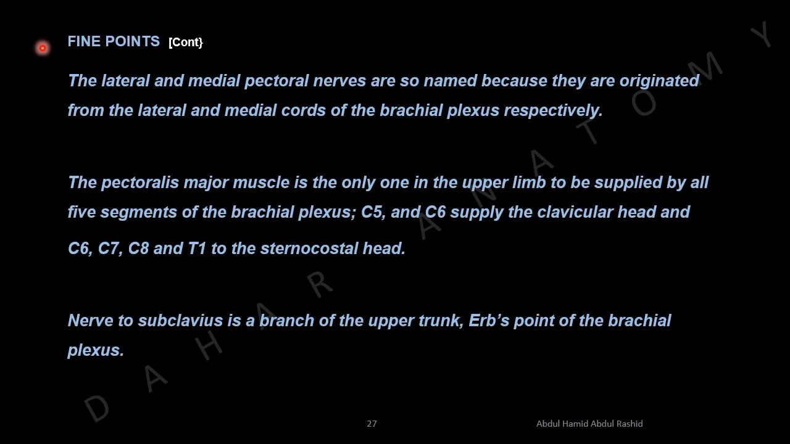Fine points. The lateral and medial pectoral nerves are so named because they originate from the lateral and medial cords of the brachial plexus respectively. The pectoralis major muscle is the only one in the upper limb to be supplied by all 5 segments of the brachial plexus. C5 and C6 supply the clavicular head, and C6, C7, C8 and T1 supply the sternocostal head. The nerve to the subclavius is a branch of the upper trunk, that is from the Erb's point of the brachial plexus.